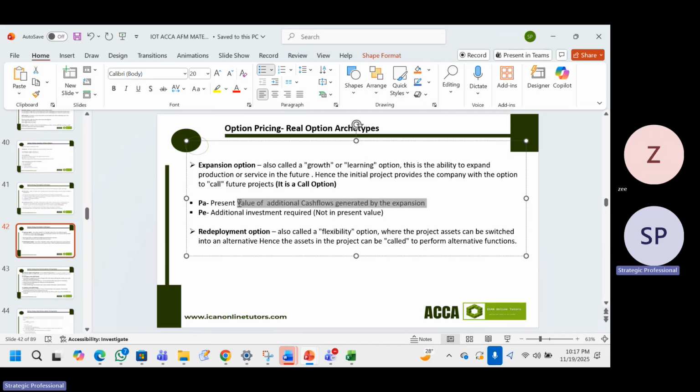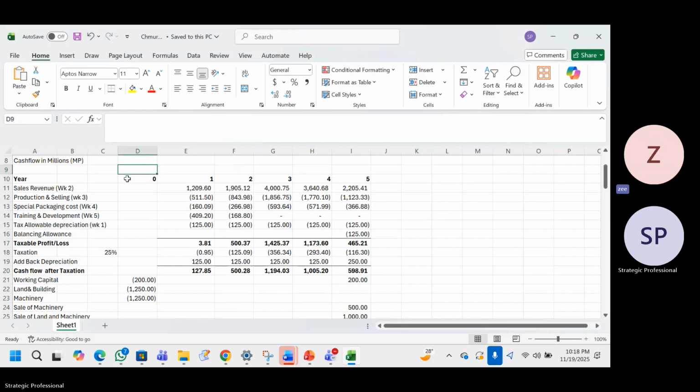So you have to be careful with the PA. The PA is very important, and the PE, for the three of them. So, are we fine? Yes.